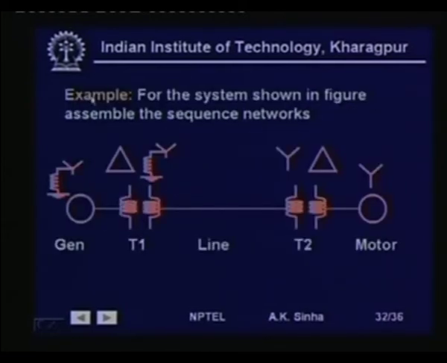Now, let us take a very simple example. For the system shown in the figure here, we have a generator, we have a transformer, a transmission line, another step down transformer, and then we have a motor. The generator has its neutral grounded, whereas the motor has its neutral ungrounded, whereas the transformer T1 is a delta star grounded transformer, T2 is a star ungrounded delta transformer.